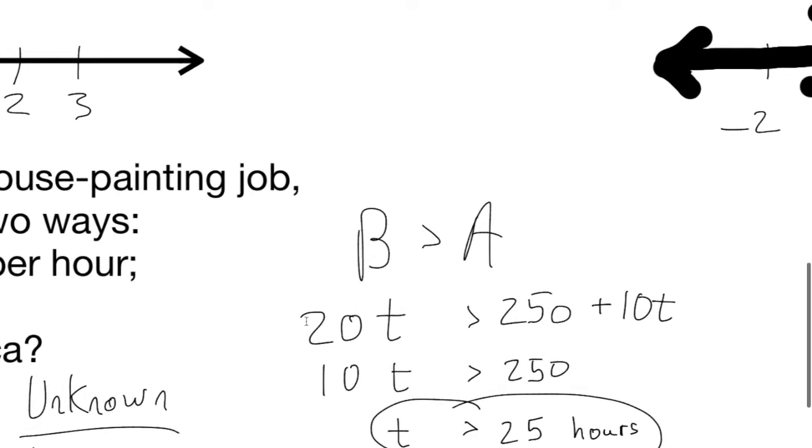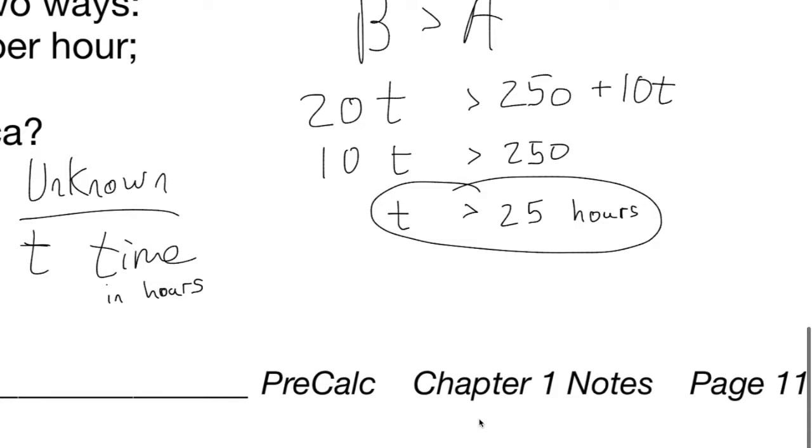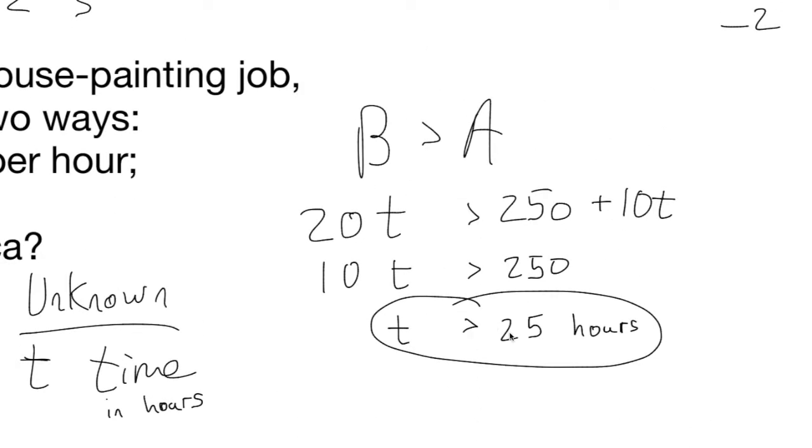Well, B is $20 an hour times the amount of time. That's how much money she's going to get for plan B. And then when is that greater than A, 250 plus 10t? You subtract 10t from both sides, you get 10t is greater than 250, and then t is greater than 25 hours. So if it's going to be a long enough job, if it's going to take more than 25 hours, then she should go with plan B.